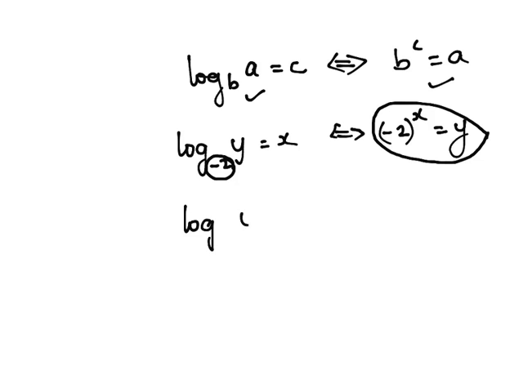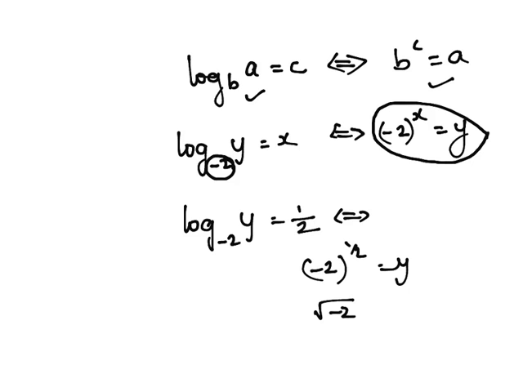Let's say log y to the base minus 2 equal to, for example, half. So this means minus 2 power half equal to y. That means root of minus 2 equal to y. Now we all know that square root of minus 2 is not a real number. That means y is not a real number. So the base b cannot be negative. That is one important fact.